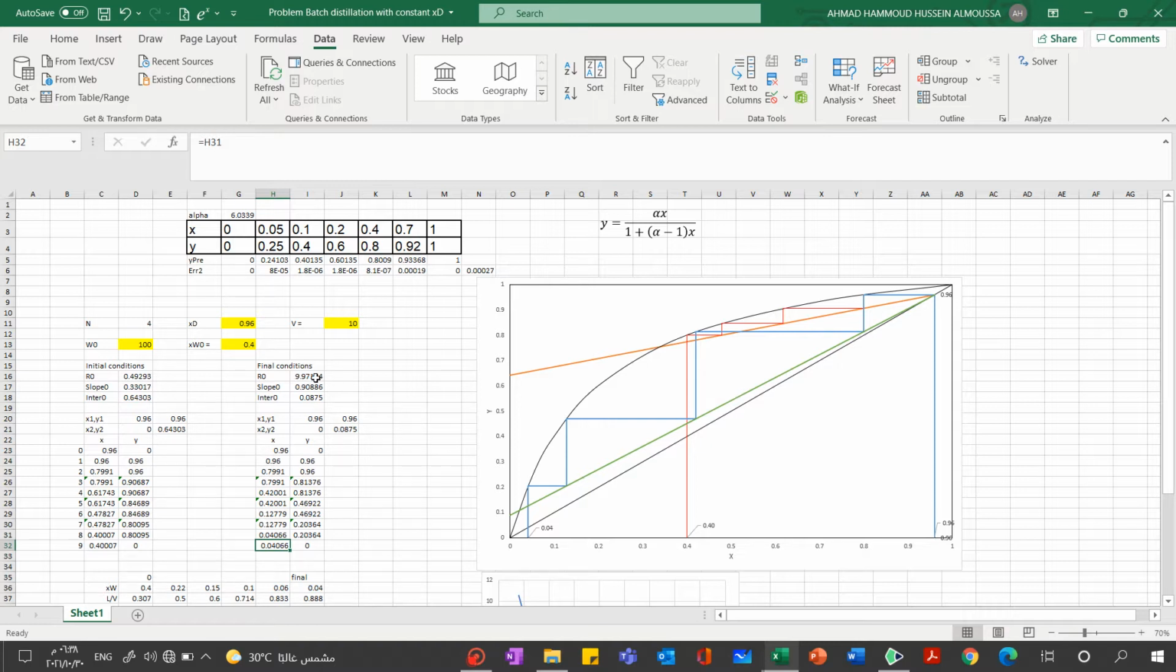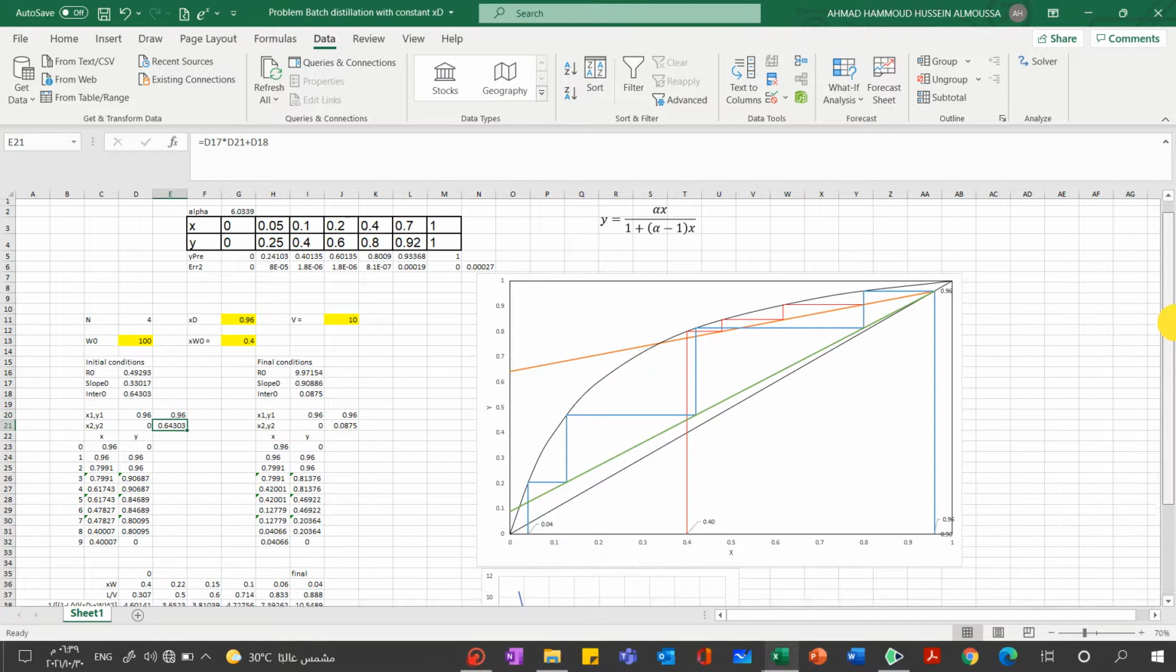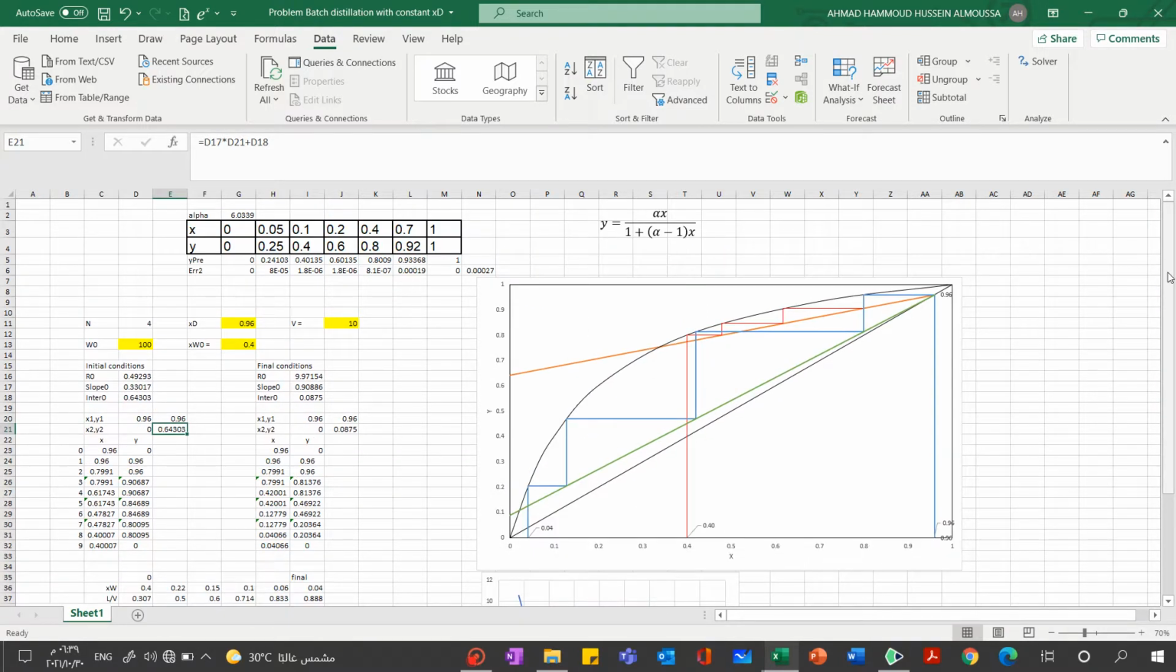It will give you this number for the final reflux ratio. Then in the same way it will calculate the slope and the intercept. This also will be done manually or by default from the Excel sheet. This is always 0. This is the same as this. This is the beauty of the Excel sheet. I hope it helps you in your study.